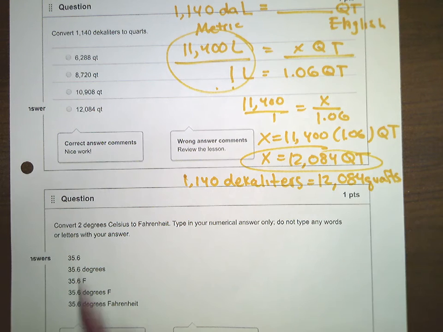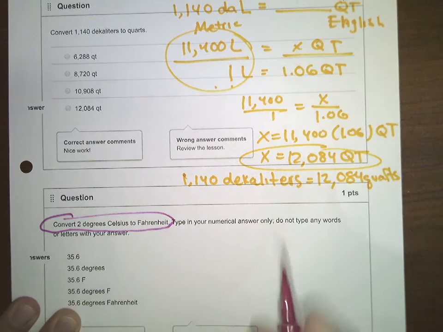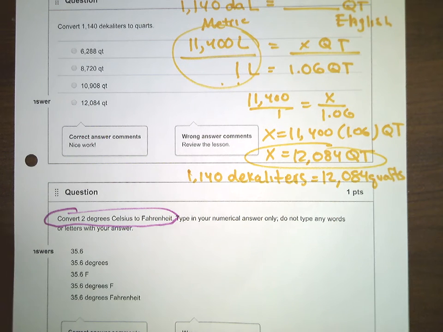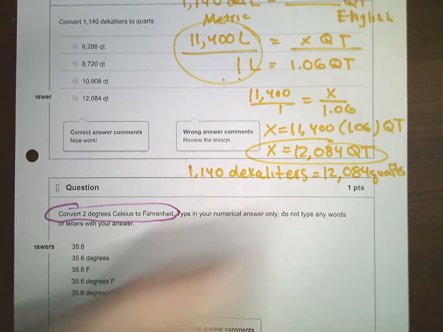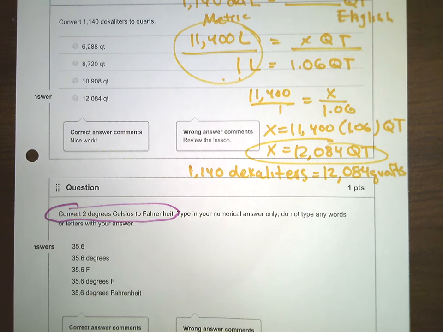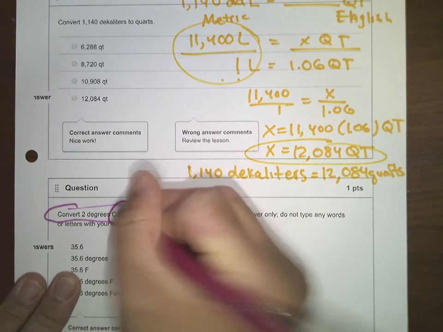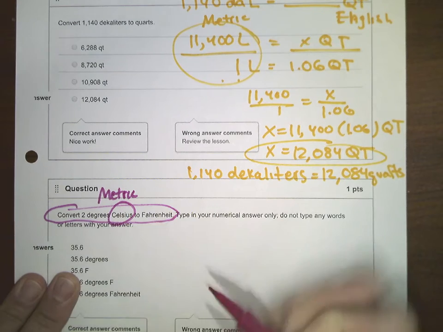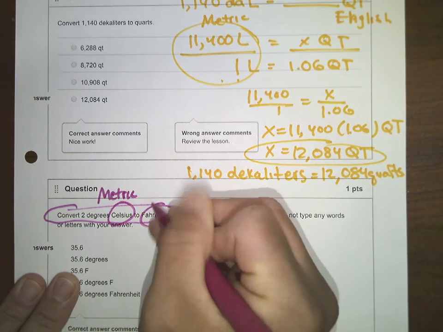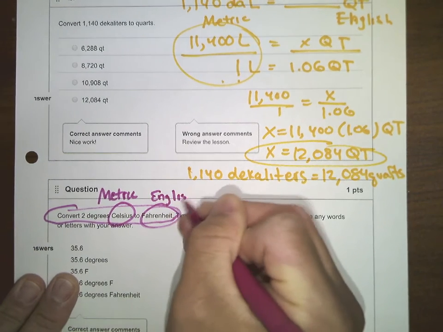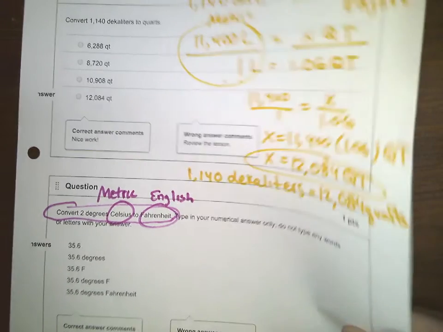So here is the problem. Convert 2 degrees Celsius to Fahrenheit. So here we go. So let's try to do that one today here. So Celsius, here is the temperature scale. Celsius is how temperature is measured in the metric system. And then Fahrenheit is how temperature is measured in the English system.